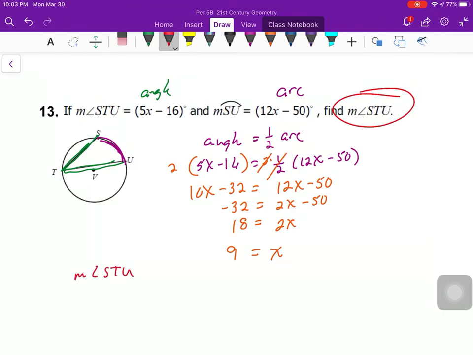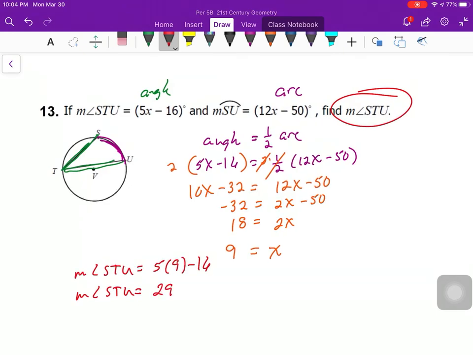But this time again, it didn't ask us for x. It asked us for the measure of the angle. So the measure of angle STU is going to be 5 times 9 minus 16. The measure of angle STU would be 29.